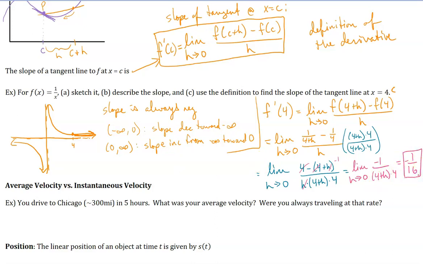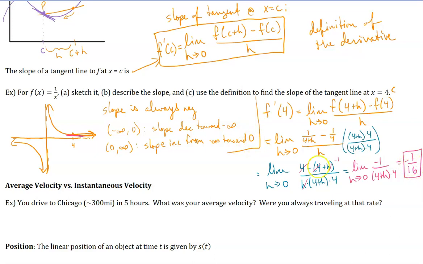Okay. Now, let's check. We want to ask ourselves, does this answer make sense? Okay, negative 1/16, looking back here, does it make sense that the slope of this tangent line could be negative 1/16? Yeah, it does, because we should have a negative slope that is approaching 0. That is pretty close to 0. That's a very small negative number, so that does seem to make sense.